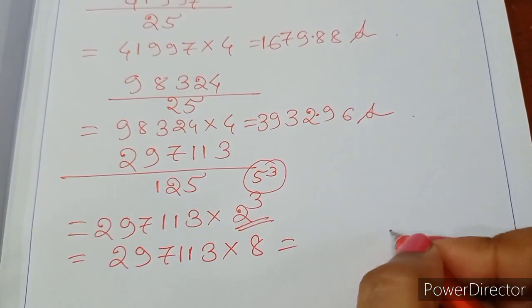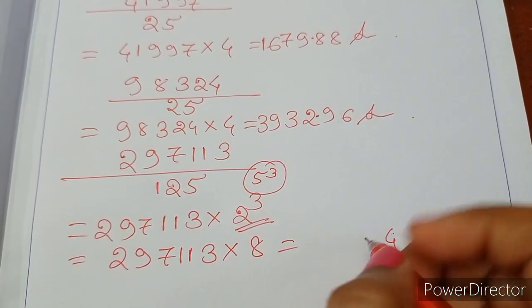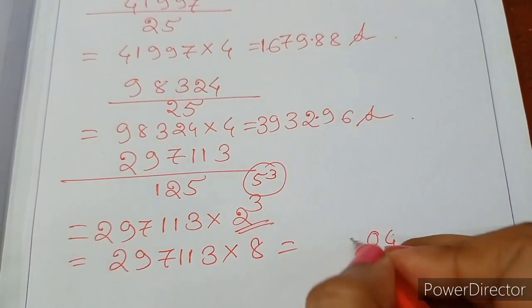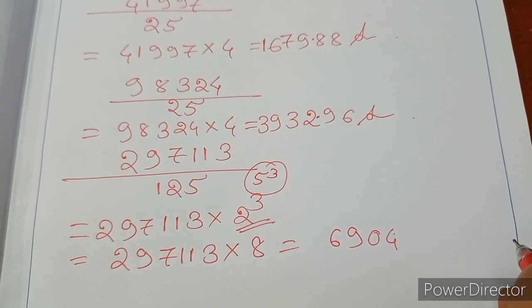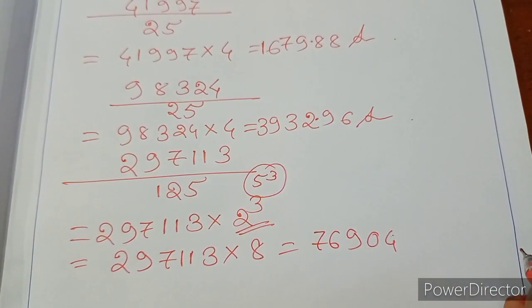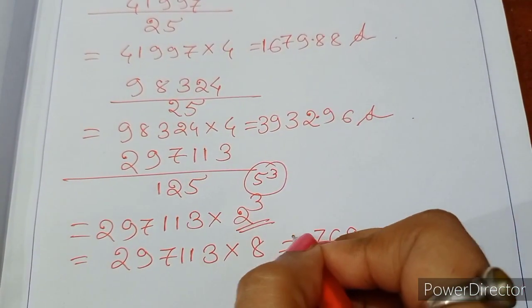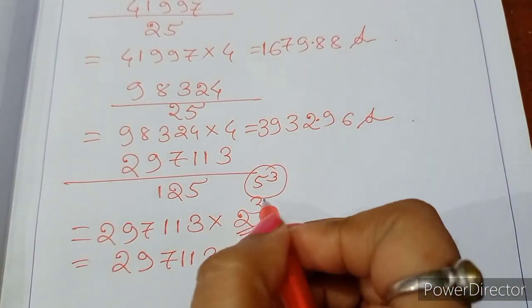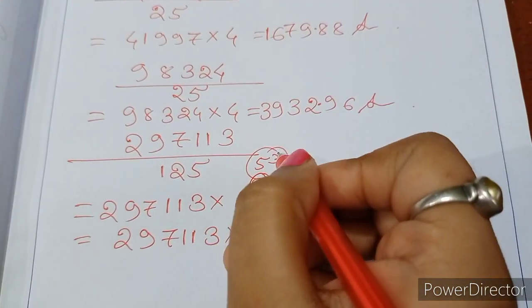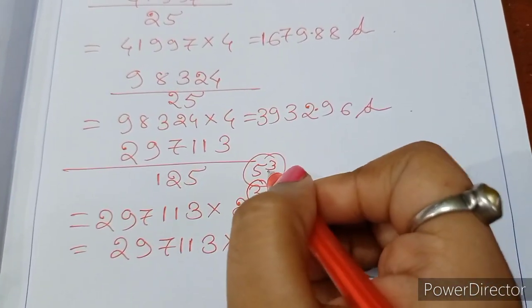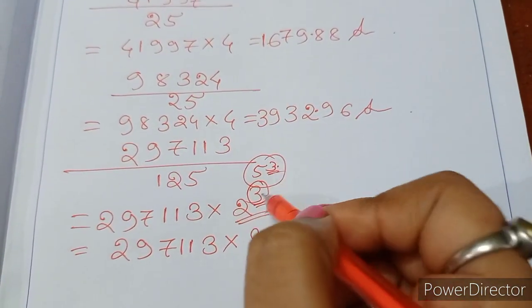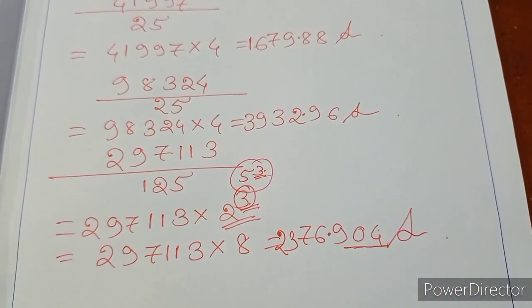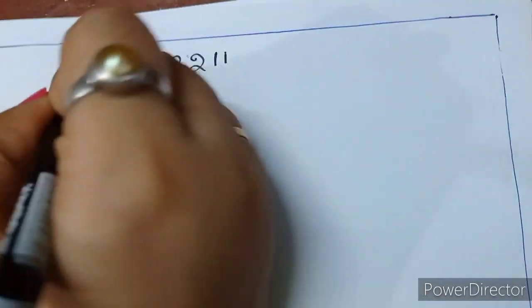So 8 threes are 24, 4, 2; 8, 1; 8 twos are 16... 8 nines are 72... 56, 6... 77, 7... 23. Here we multiply it by 2 cube and here 125 means 5 cube. So here we add the point before 3 digits because here it is 3. So this is the answer. 3 4 6 3 2 1 1.